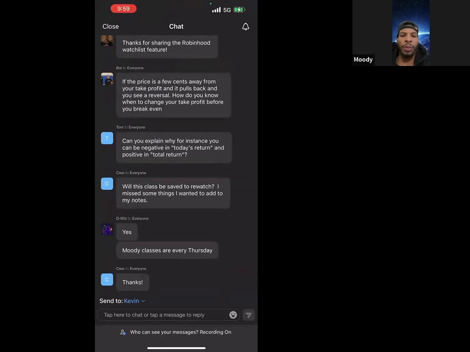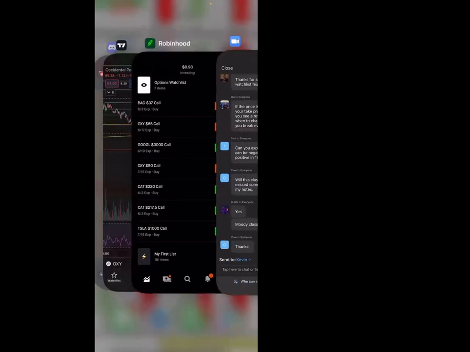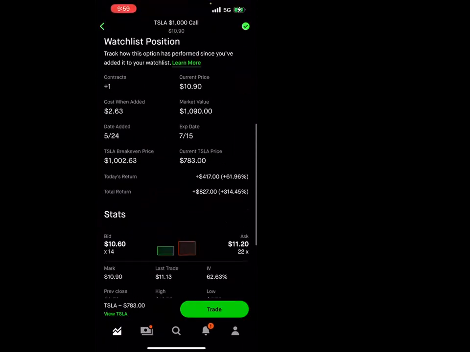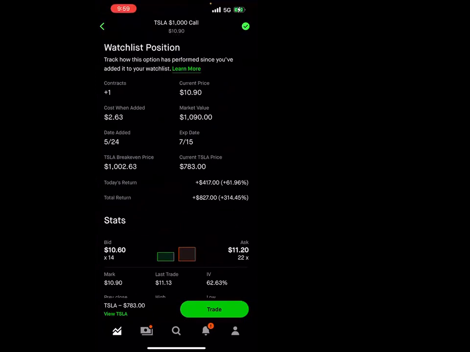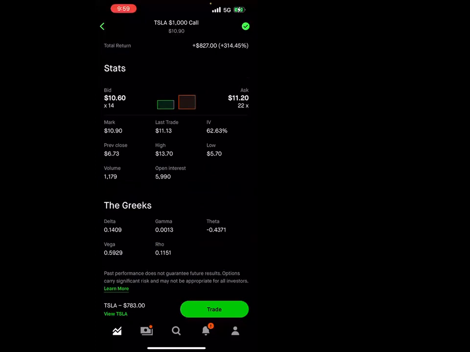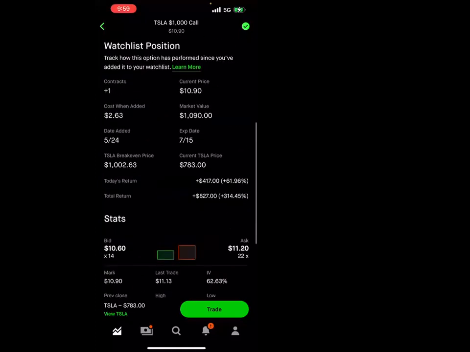Can you explain why, for instance, you can be negative in today's return and positive in total return? That's because you chose to swing the contracts. Today's return is just letting you know how much money you made today. You made 61% today, so you made an extra $417, which also gained back some of the theta that you lost from that day, right?